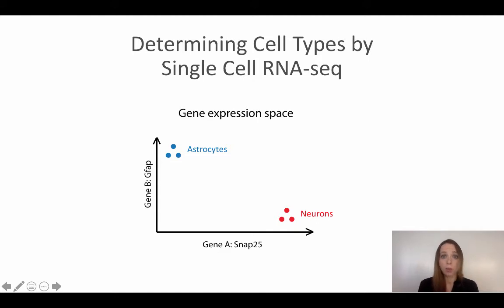Well, in reality, we don't know the genetic programs that define cell types, nor do we know how many different cell types there are in a brain structure. Therefore, instead of 2 dimensions, we have to identify these cell types from 20,000 dimensional space, as there are about 20,000 different genes in the mammalian genome. So how do we find those cell communities in this high dimensional space?